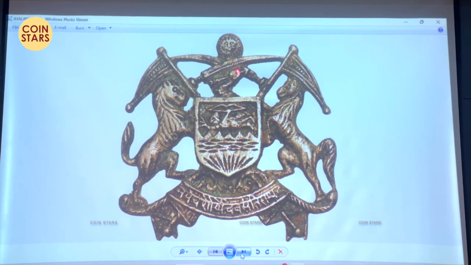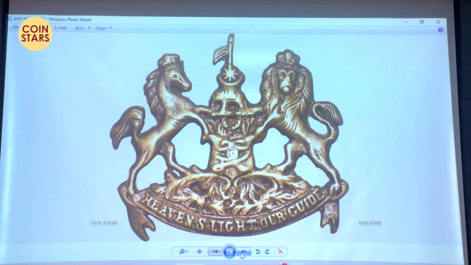Sun face here. Hanumanji flying, holding the bow. Next. Lion with a crown, horse holding the shield, elephant here, and the flag, and two swords. Heaven's light, our guide. This is a Punjab state of Nava.